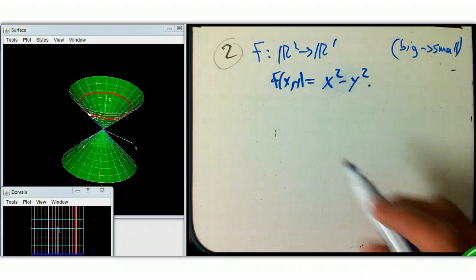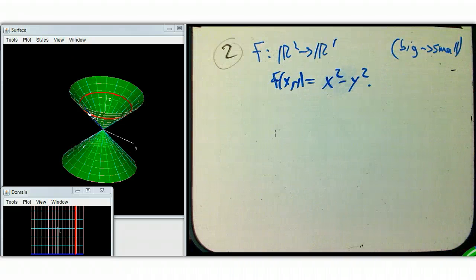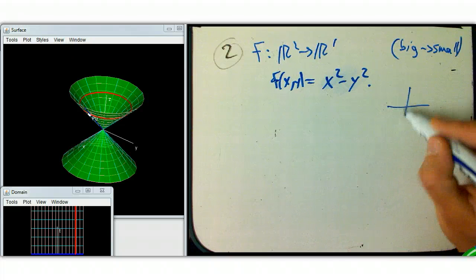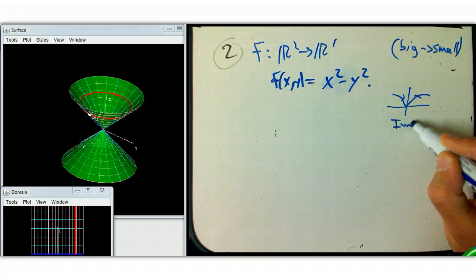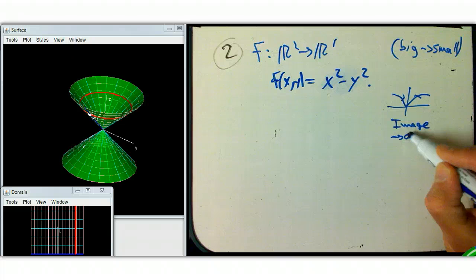Okay. So, in the previous example, I was looking at the image. That's another thing I should have said about the small to big example. With this example of the curve, I was looking at the image. I was looking at the outputs of this guy.